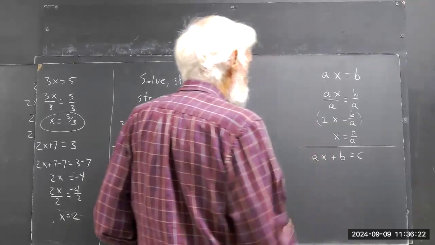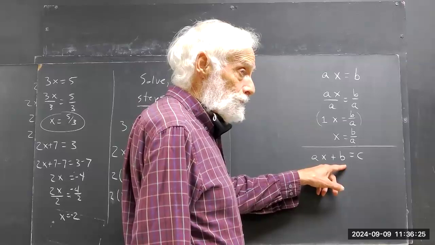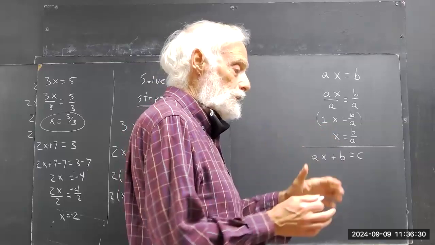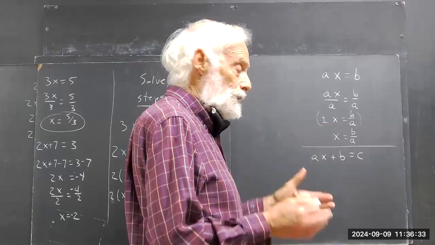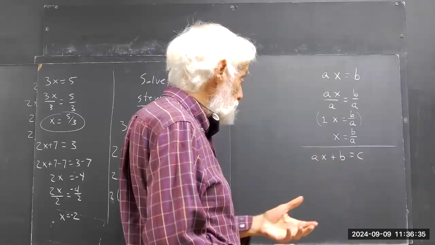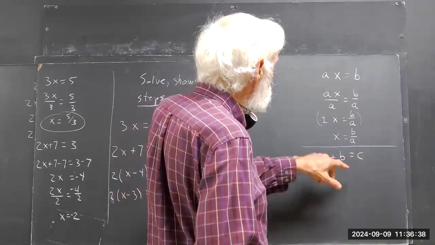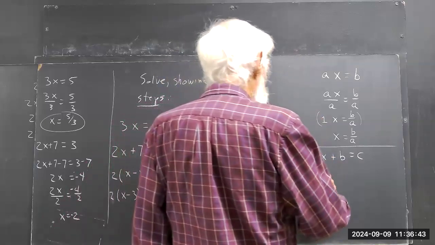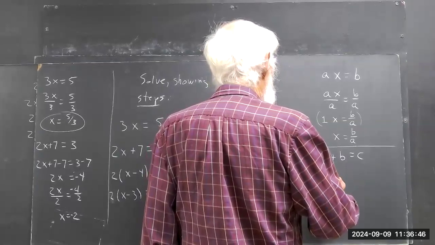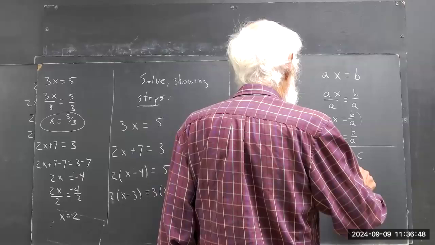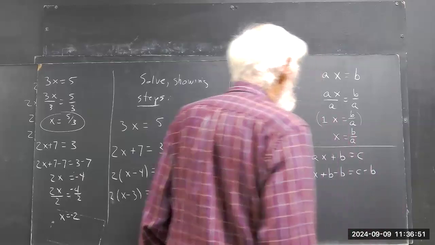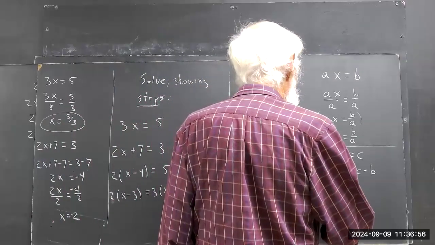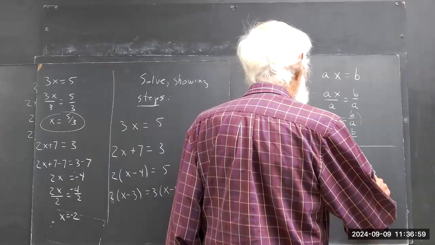In other words, you've got a multiplication here and an addition here. If you had an expression with multiplications and additions, you have to do the multiplication first, then the additions. In this case, we're going to do the reverse. We're going to do the additions first and then take care of the multiplications and divisions. So we're going to do AX plus B minus B equals C minus B. Then, since B minus B is 0, we get AX equals C minus B.